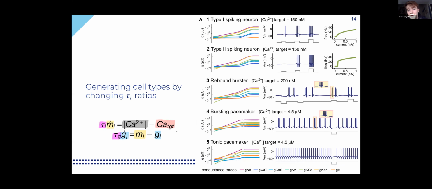This means that by changing the gene expression, we can generate different types of cells. In this model we generated 5 types of cells: a type 1 spiking neuron, a type 2 spiking neuron, a rebound burster, a bursting pacemaker, and a tonic pacemaker. Next slide.